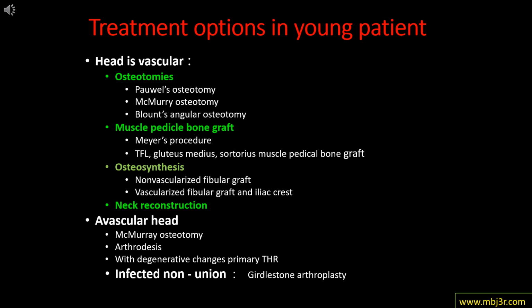Or you can do neck reconstructive procedures. If the head is avascular, you can do a McMurray's osteotomy or arthrodesis, or a total hip replacement if there are degenerative changes. If it is not possible to do an osteotomy or a reconstructive procedure, then the option is total hip replacement. In infected non-union, the option is Girdlestone arthroplasty.